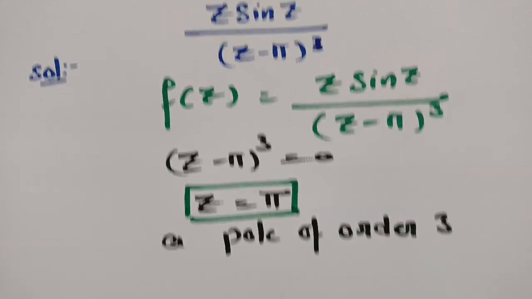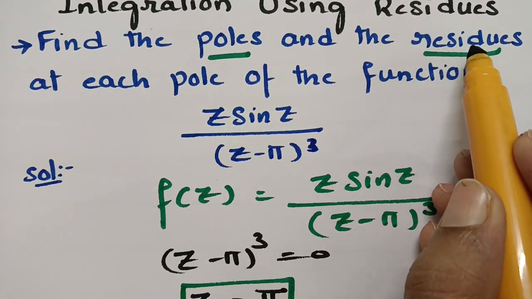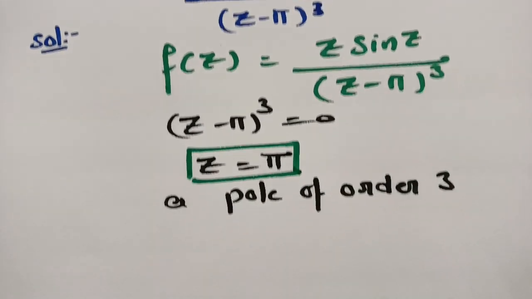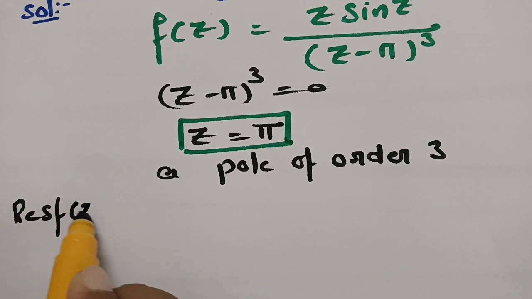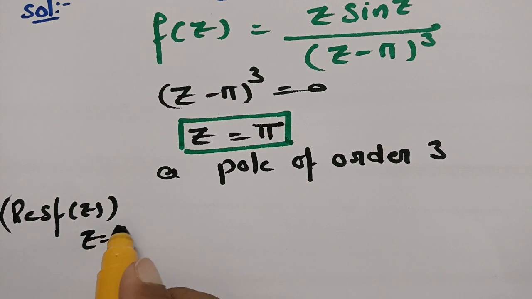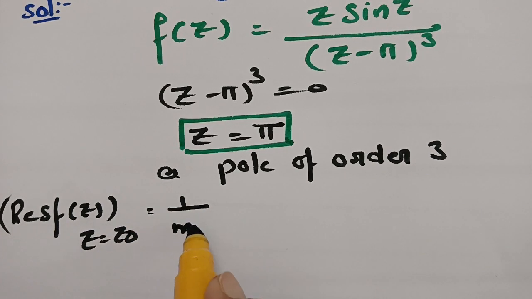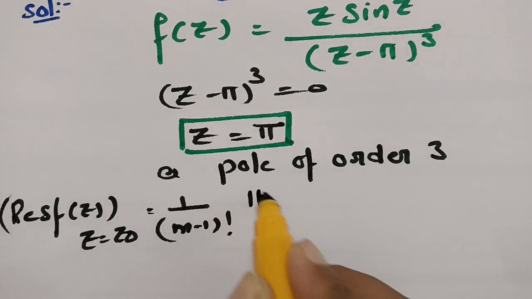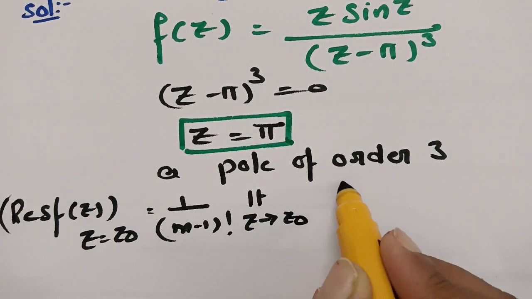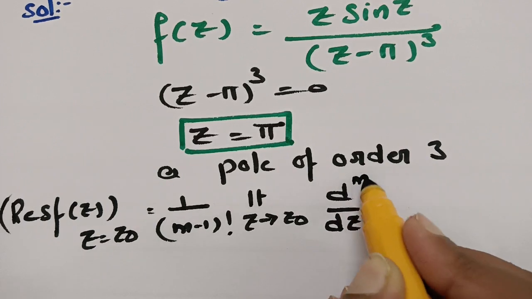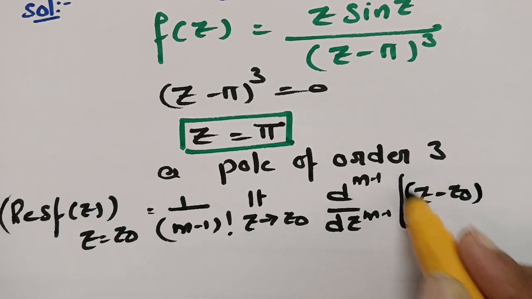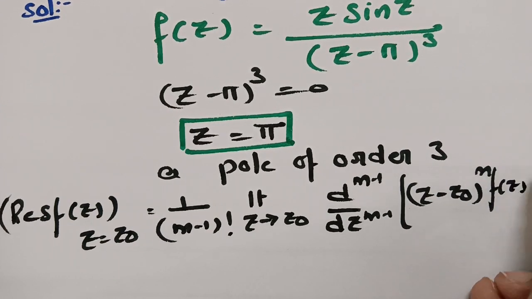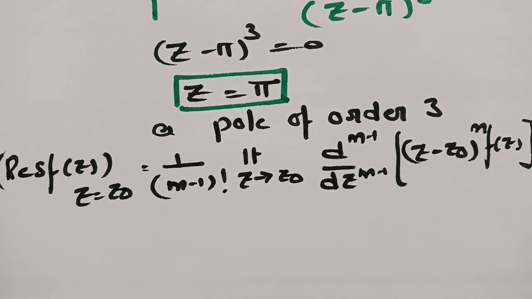Now we have to find the corresponding residues. So residues for the given pole z is equal to pi. In order to find the residue, here is a formula for that. That is residue of f of z at point z is equal to z naught is equal to 1 by m minus 1 factorial into limit z tends to z naught d by dz power m minus 1 into z minus z naught power m into f of z. Clear?